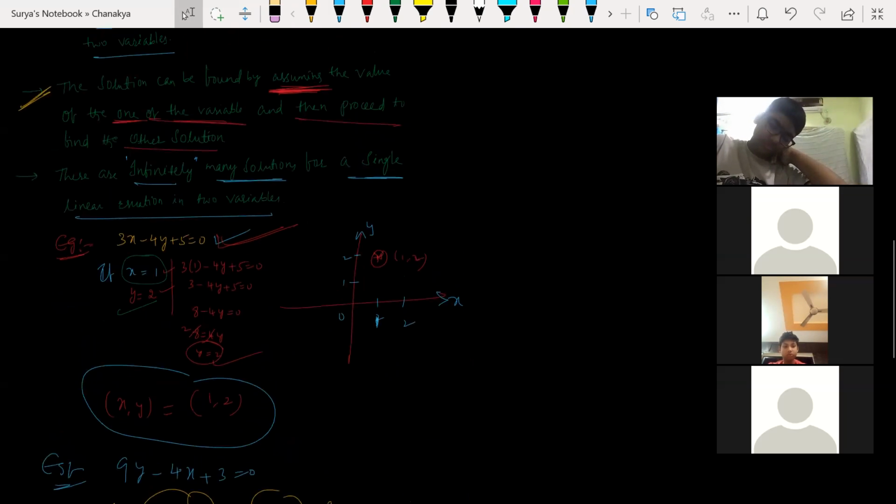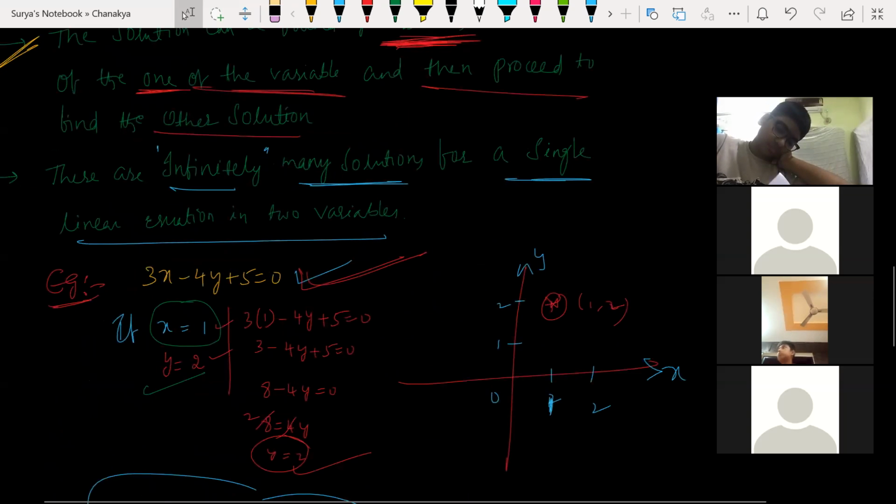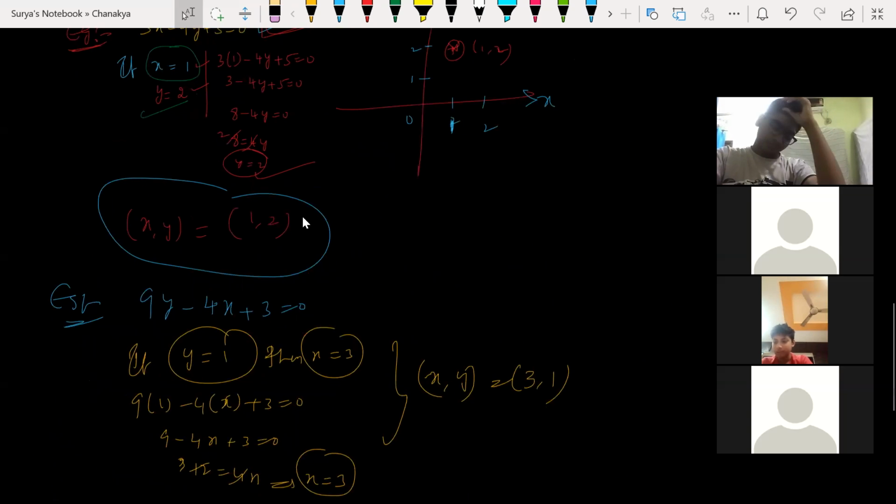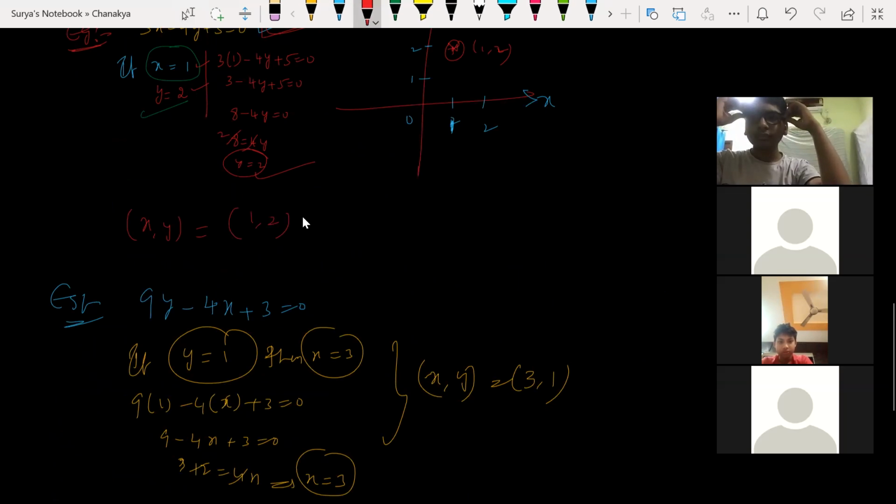What we learned here, look at the second point. There are infinitely many solutions for a single linear equation in two variables. There need not be 1 or 2 or 3, any fixed number of solutions. It could be infinitely many solutions. Getting my point? What are the coordinates I got here? 3 comma 1. So for the first equation, I got 1 comma 2. For the second equation, I got 3 comma 1.